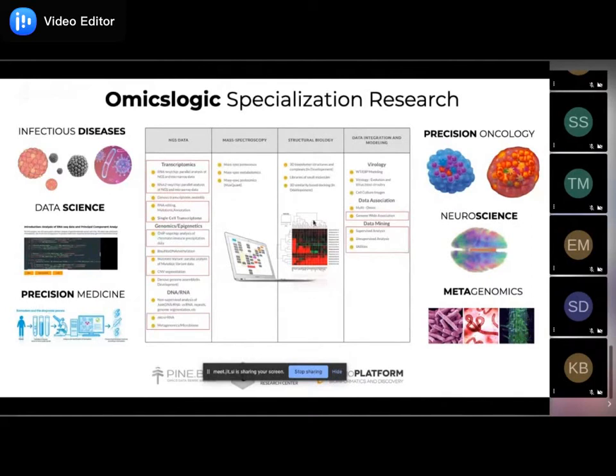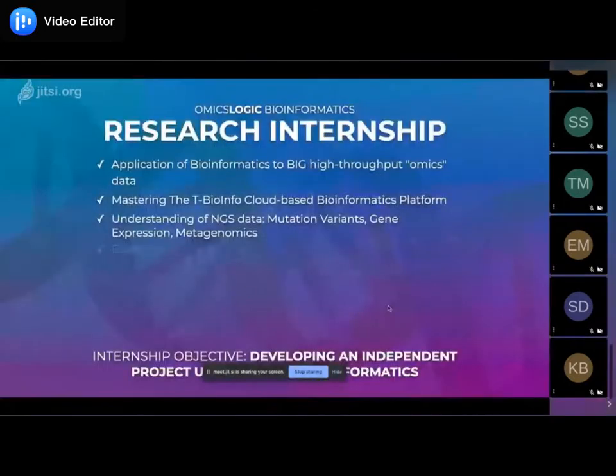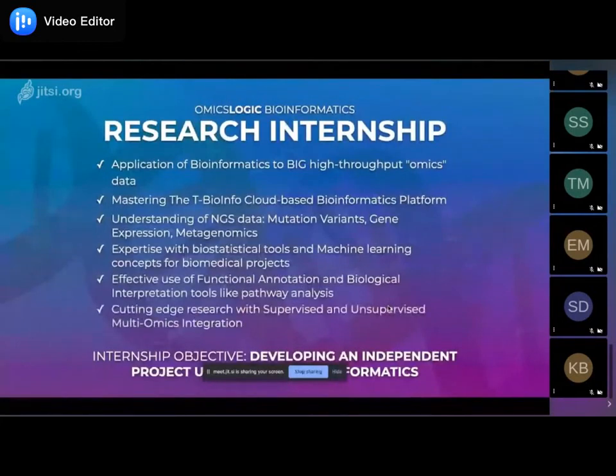So these are some of the areas that we are working on: infectious diseases, data science, precision medicine. So this is programming and coding, precision oncology, so cancer, neuroscience, and metagenomics. These are the research areas we have developed specialization tracks for students to learn. So the research internship helps you understand some of the concepts, for example going through the omics data, mastering the T-Bioinfo platform which I showed you, mutation variants, gene expression, metagenomics, biostats, machine learning.